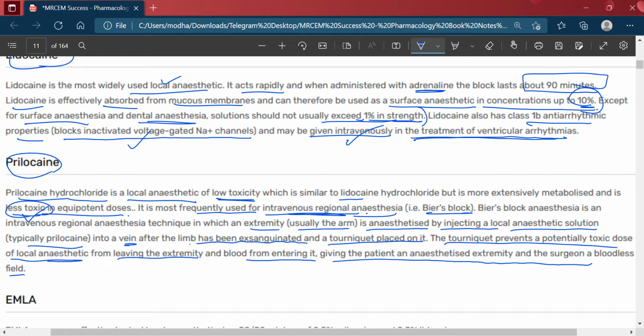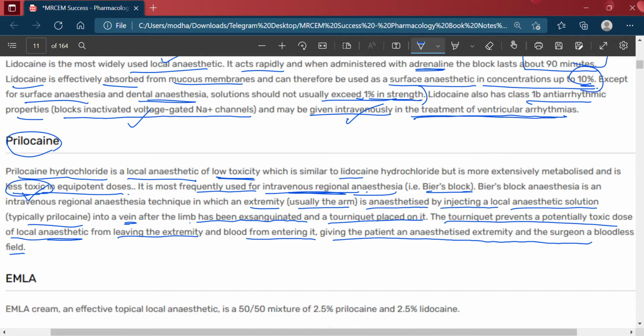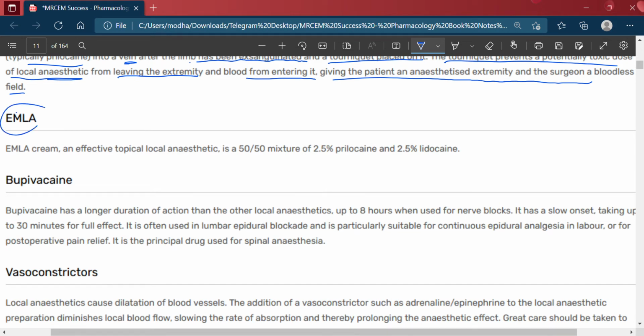Then EMLA. EMLA cream, an effective topical local anesthetic, is a 50:50 mixture of 2.5% prilocaine and 2.5% lidocaine. Then bupivacaine.